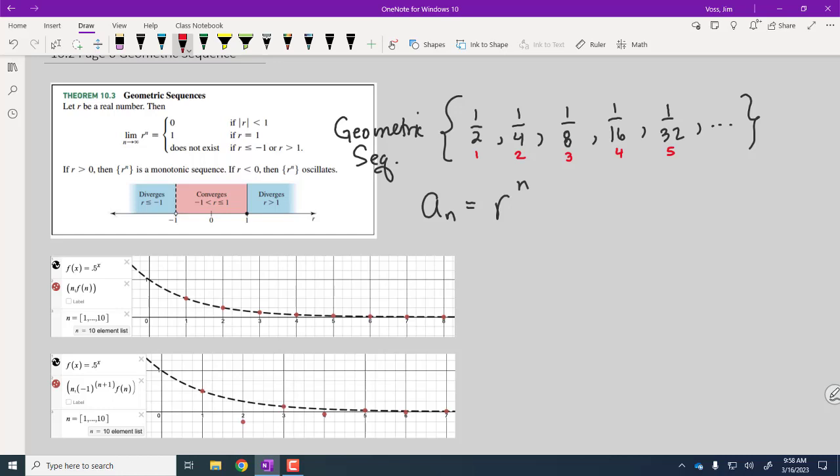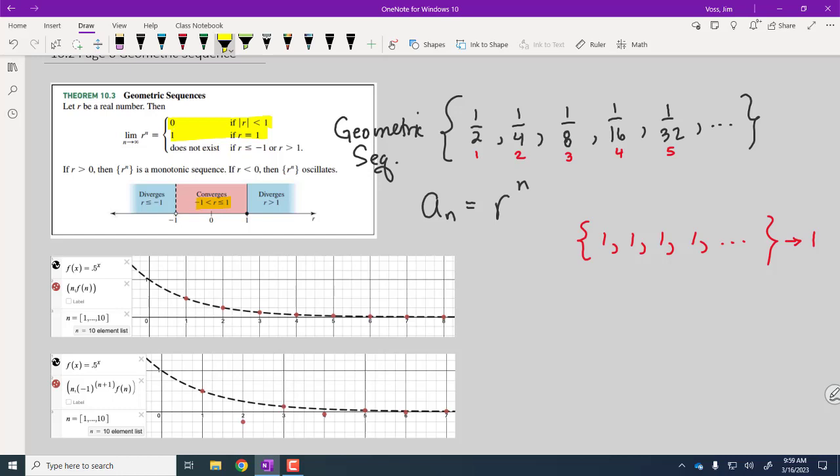If the r value happens to be 1, that means our sequence is really 1, 1, 1, 1. If we're continually multiplying by 1, the r value would be 1. So if we have this, that is kind of an uninteresting geometric sequence, but it's going to converge to 1. Right? That sequence converges to 1. So we will have convergence as long as the r value is less than or equal to 1.